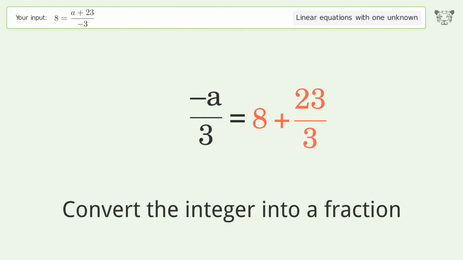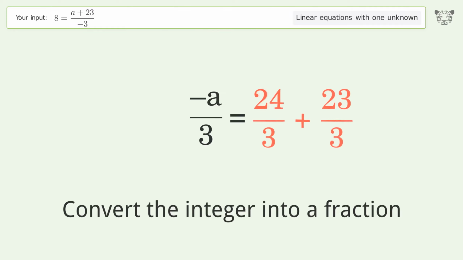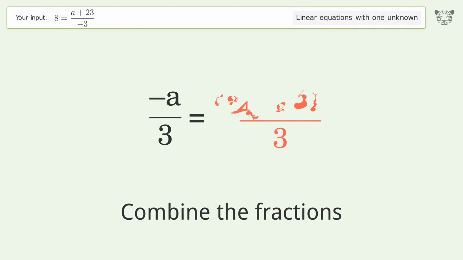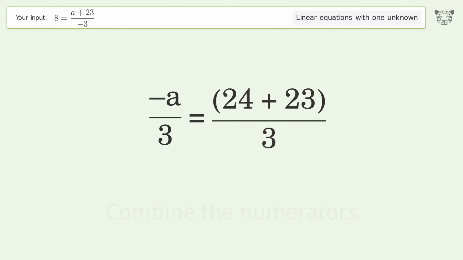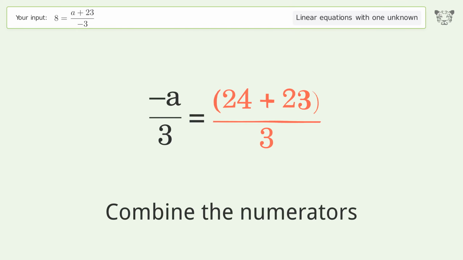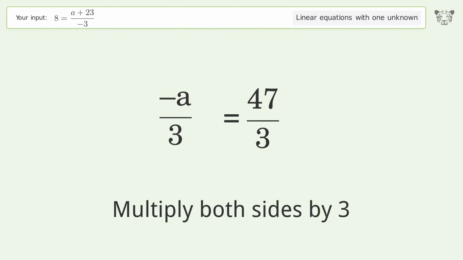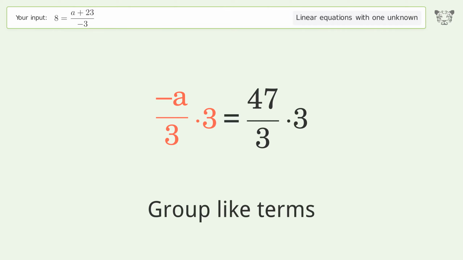Convert the integer into a fraction. Combine the fractions. Combine the numerators. Isolate the a. Multiply both sides by 3. Group like terms.